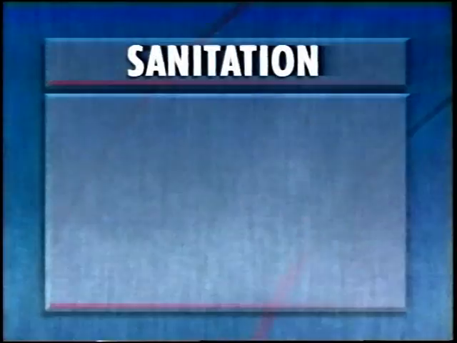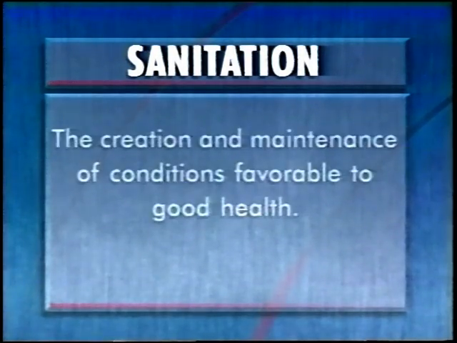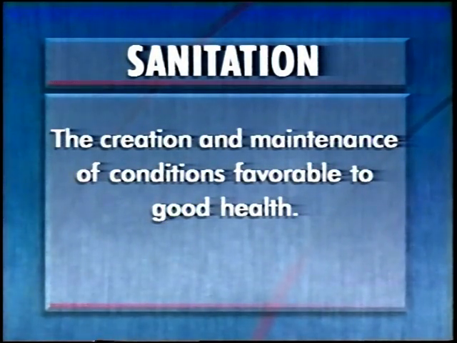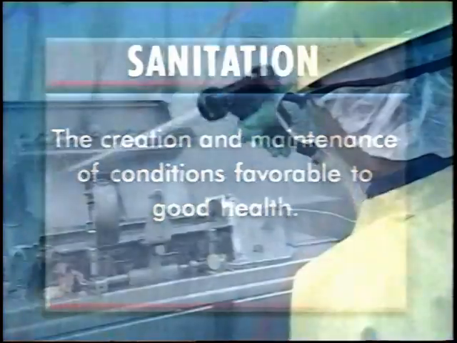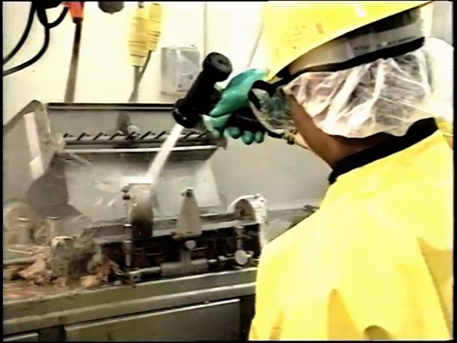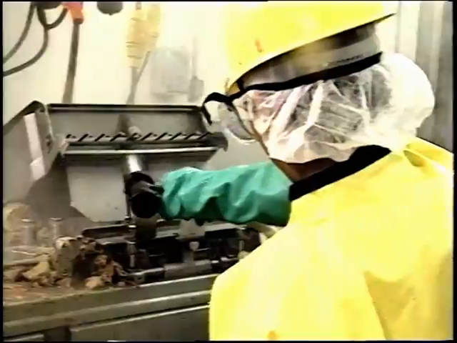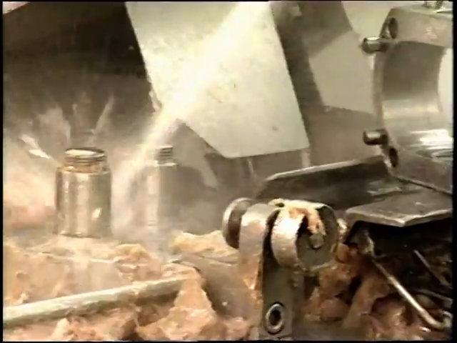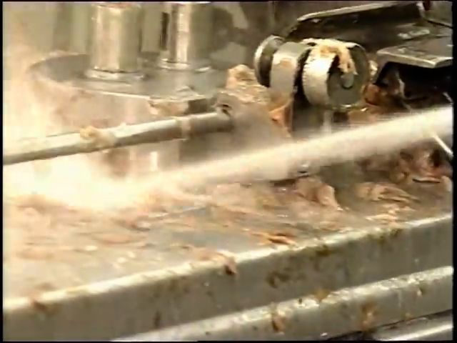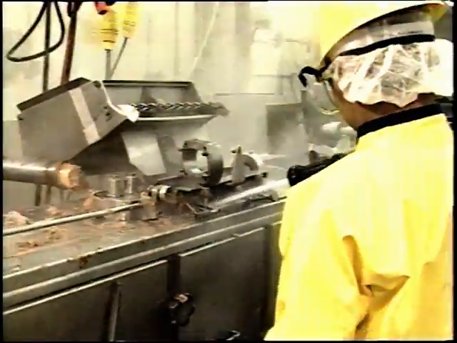What do we mean by the term sanitation? Sanitation is the creation and maintenance of conditions favorable to good health. It involves both actions of cleaning and sanitizing. Cleaning is the elimination of visible and invisible soil from the food processing environment. Soil is simply any unwanted material, like food residue. Visible food residue is usually easy to find and remove.